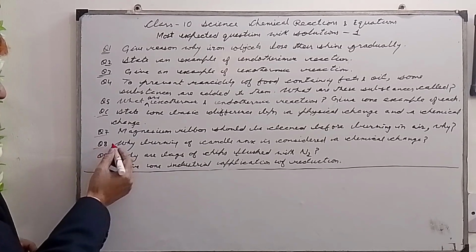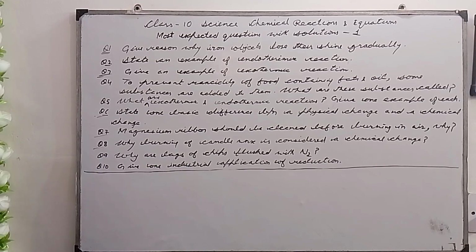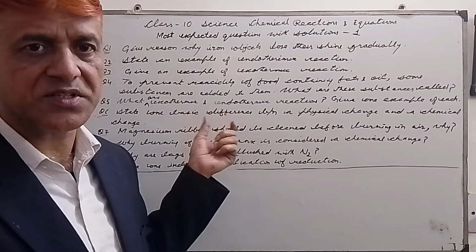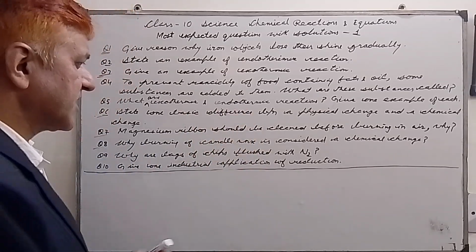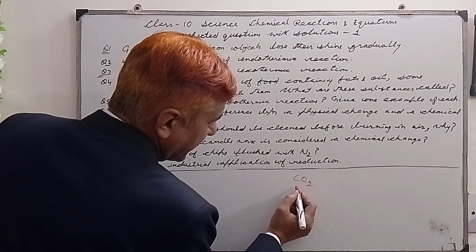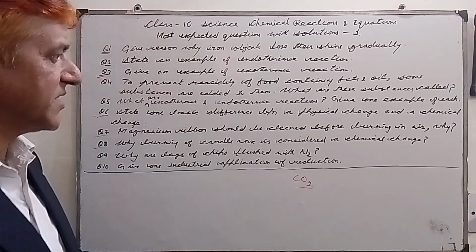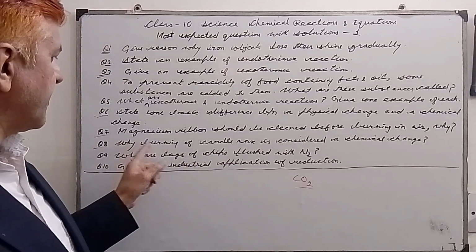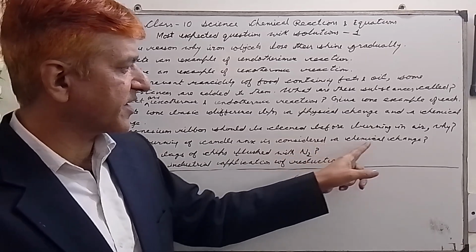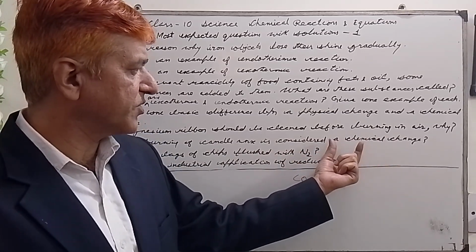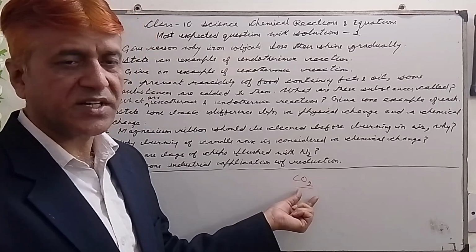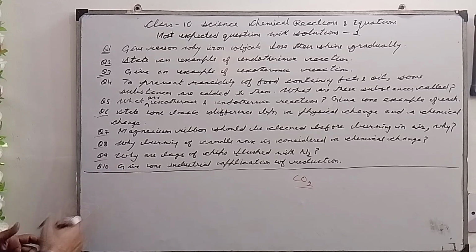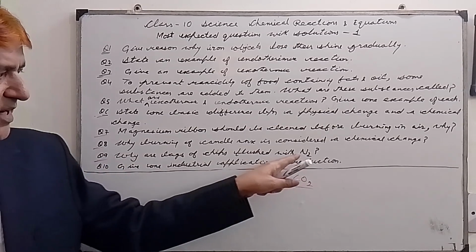Then we have question number 8. Why is burning of candle wax considered a chemical change? When wax is burned, carbon dioxide gas is produced. In any reaction, if gas is produced, that reaction is called a chemical reaction. So burning of candle wax is a chemical change because carbon dioxide gas is produced during burning. Then question number 9. Why are bags of chips flushed with nitrogen?